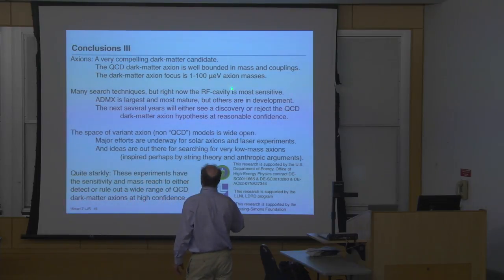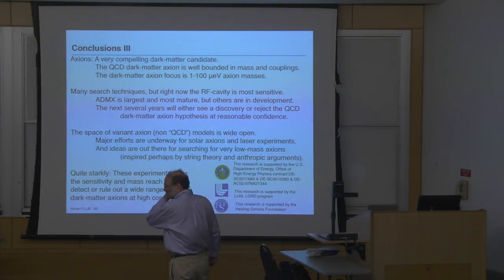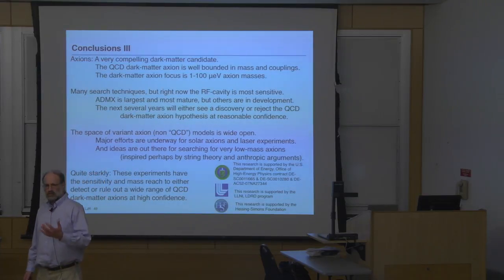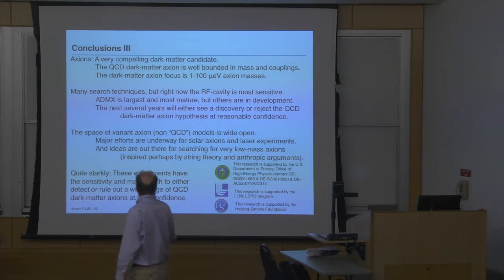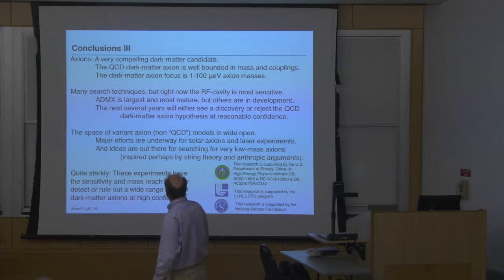Others are in development. So in the next several years, we'll see discovery or rejection of the QCD dark matter axion hypothesis at reasonable confidence. Reasonable means that somebody could come back and say, well, it could be higher, it could be lower. If you don't see these things, that's the nature of it. Once you get rid of the words QCD or dark matter, the space of axions and axion-like particles is wide open.